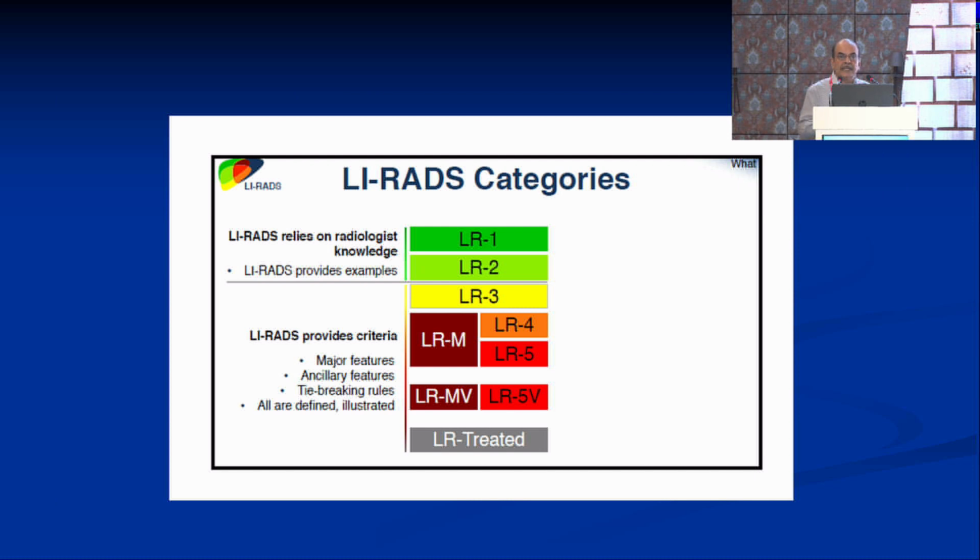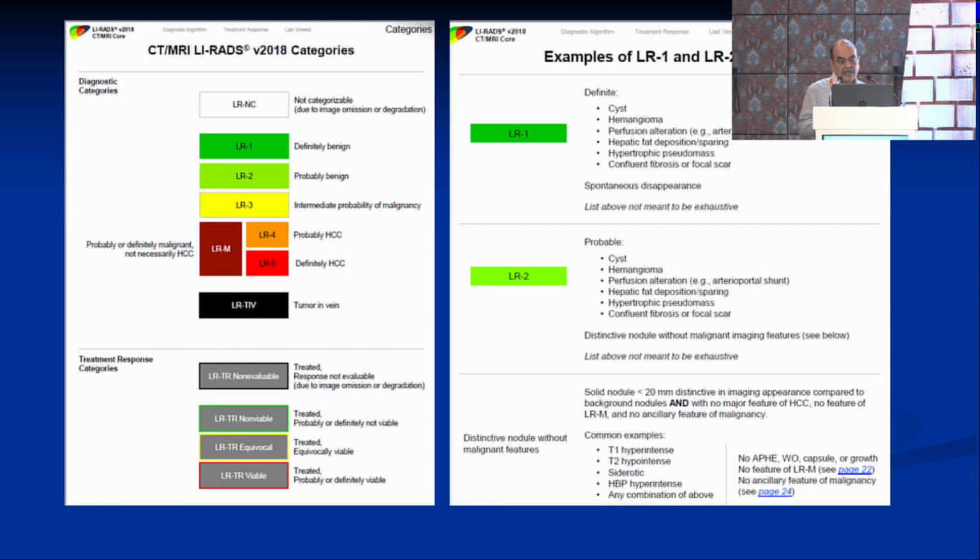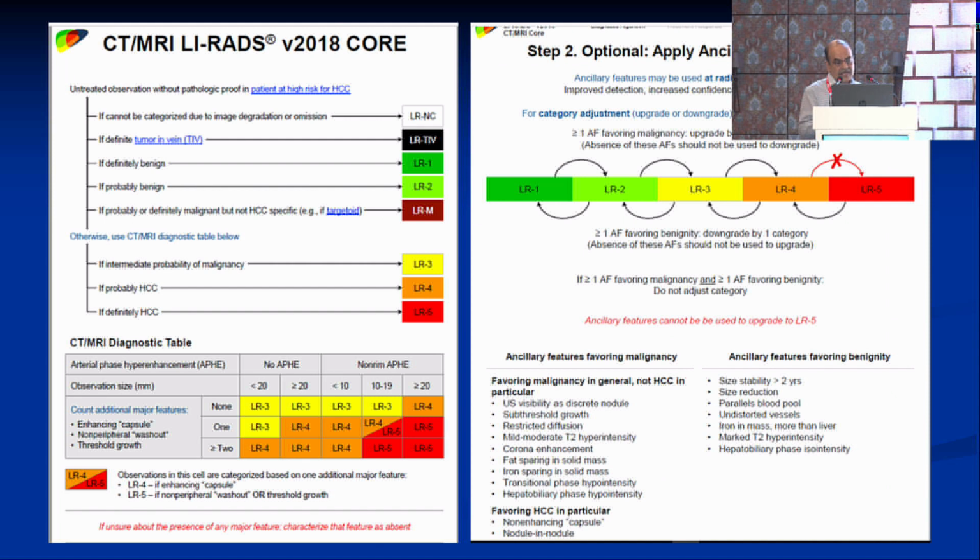So it divides lesions into categories from LR1 to LR5 based on our degree of probability of that lesion being HCC, from LR1 being definitely benign, progressing to LR5, which is definitely an HCC and does not require histology for the purpose of treatment. LR1 and LR2 are benign lesions where LIRADS gives a list of possibilities where lesions can be placed in this category.